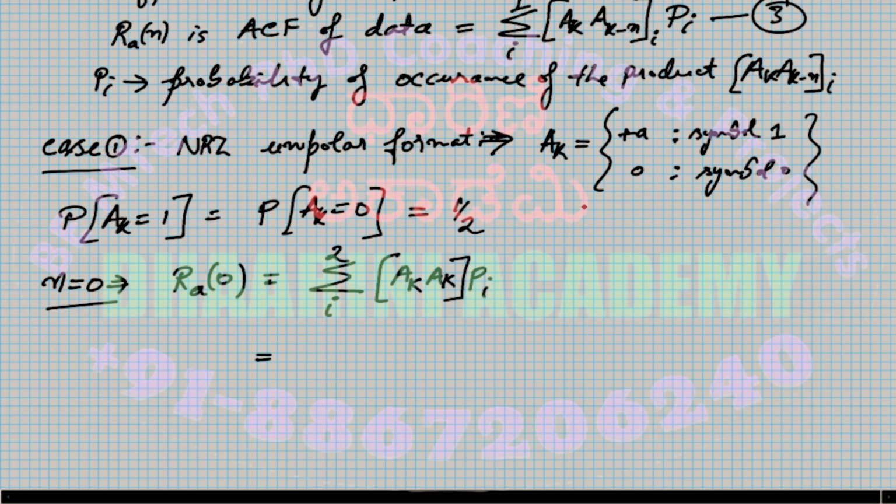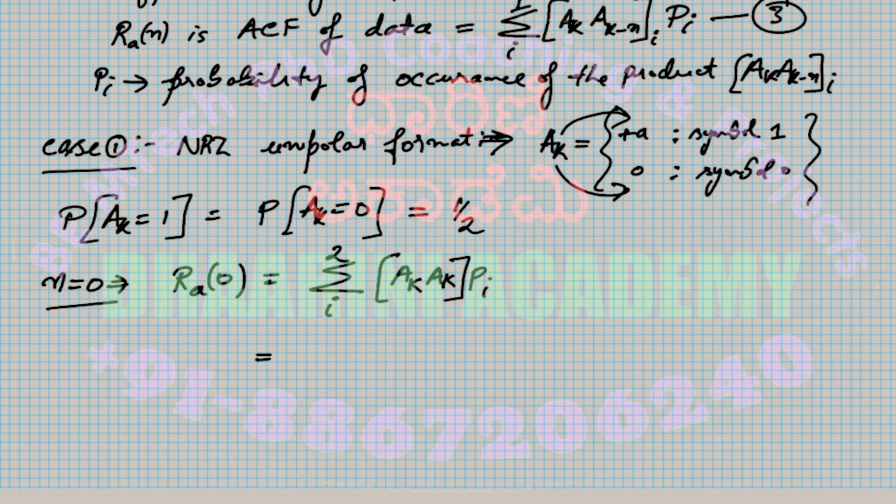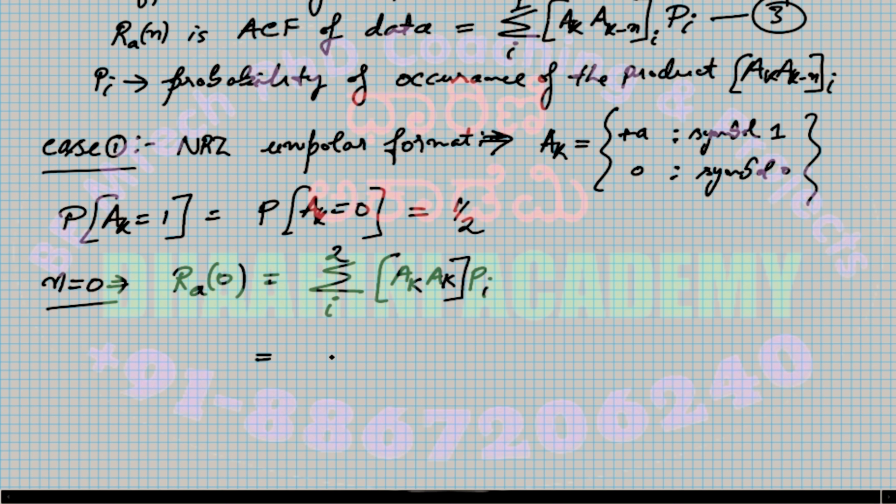Simply, now you see AK has two values. One is plus A, one is 0. So simply substitute the values of AK. Correct? So when I write the first term, AK into AK is A into A, into the probability of that product. There are only two cases, one is half, plus the second one is 0 into 0, which also has a value of half. So what happens now? RA of 0 becomes A square divided by 2.